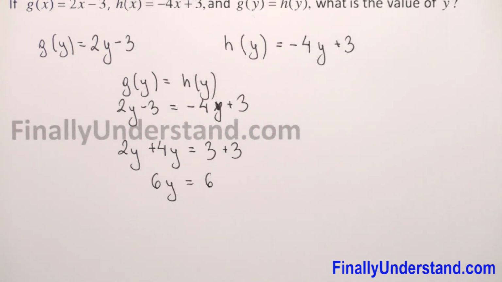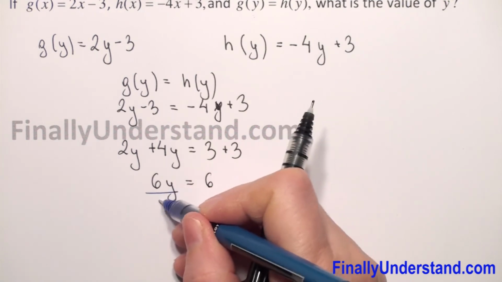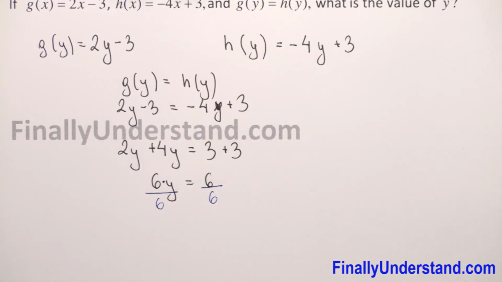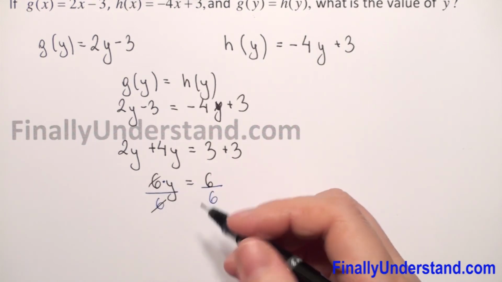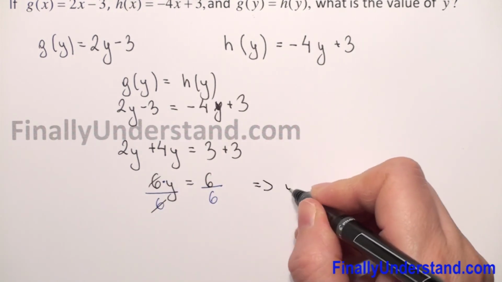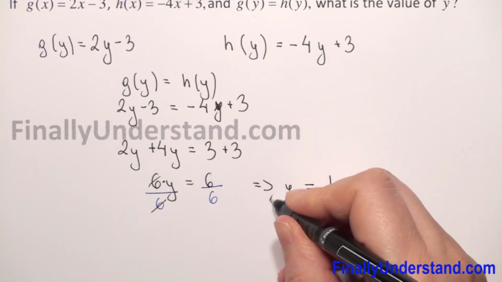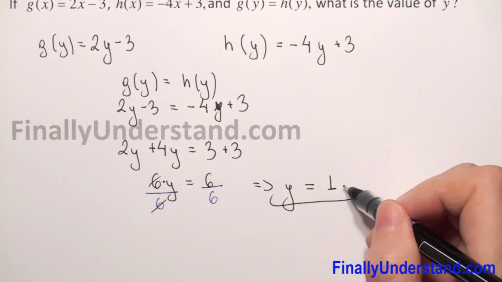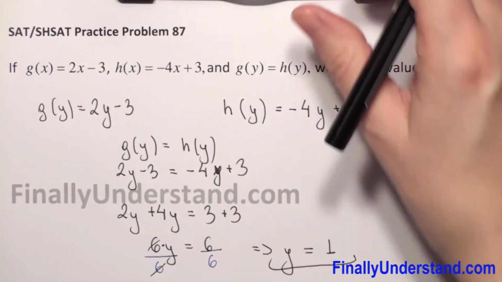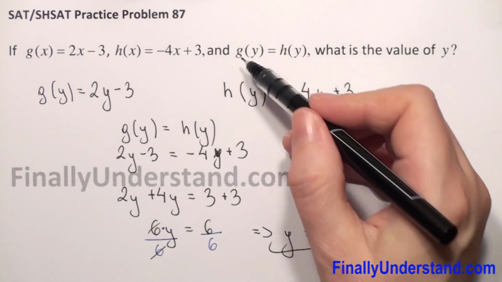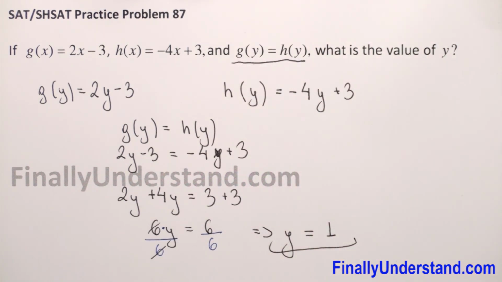Now we will divide both sides by 6 because we have multiplication here, so we can do this. 6 and 6 will reduce, and we have that y is equal to 6 divided by 6, which is 1. We found that for y equals 1, our function g of y is equal to h of y. This is my solution.